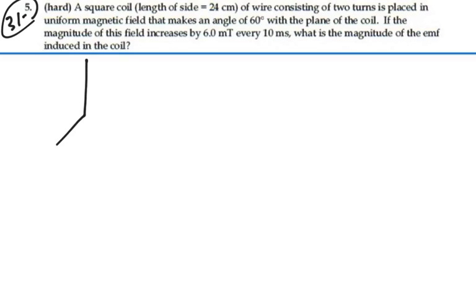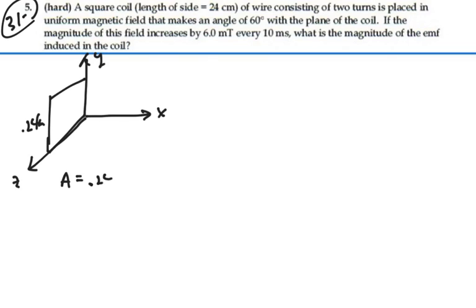So let's imagine a three-dimensional system here, and we have our coil in the YZ plane, and the length of the side of the coil is 0.24 meters, so the area of this coil is going to be 0.24 meters squared. And what is that? 0.0576 meters squared.